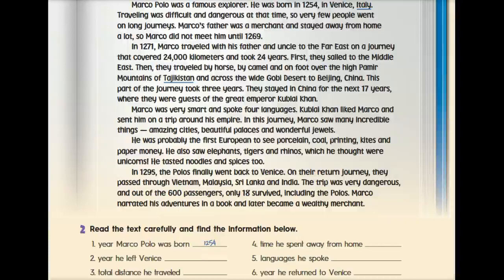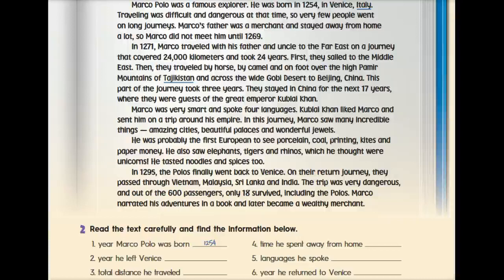Number 3 is already here. Total distance he traveled: how many kilometers did Marco Polo travel? Let's see here. Over 24,000 kilometers. So the answer is 24,000 kilometers. Pretty good. Very nice.